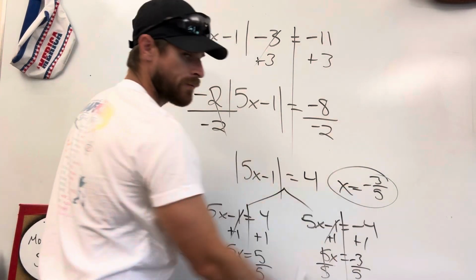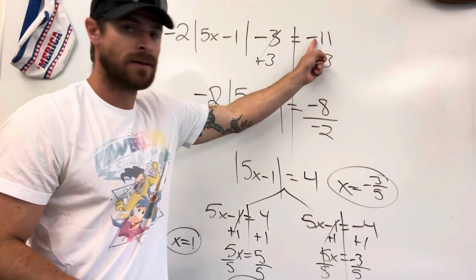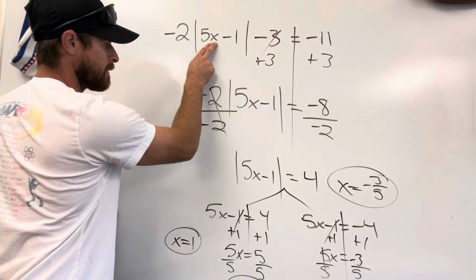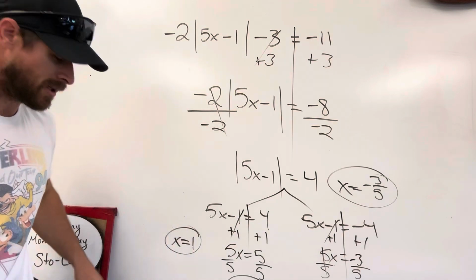1 and -3/5 are the two values that will end up giving you -11 once plugged in for the x. Hopefully this makes sense. Study hard and good luck on your upcoming test.